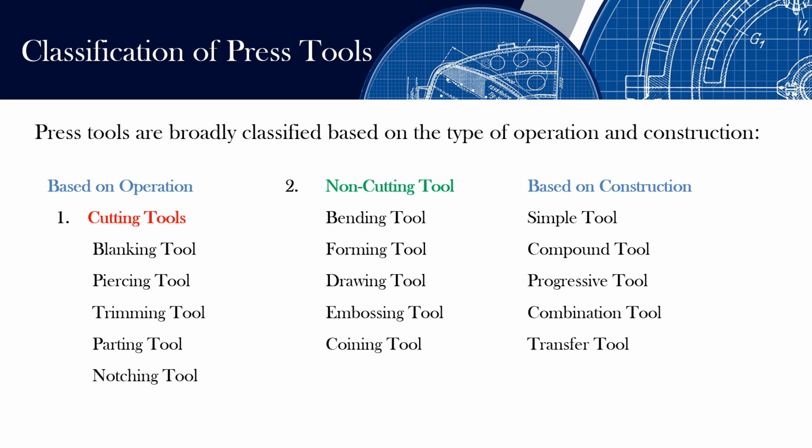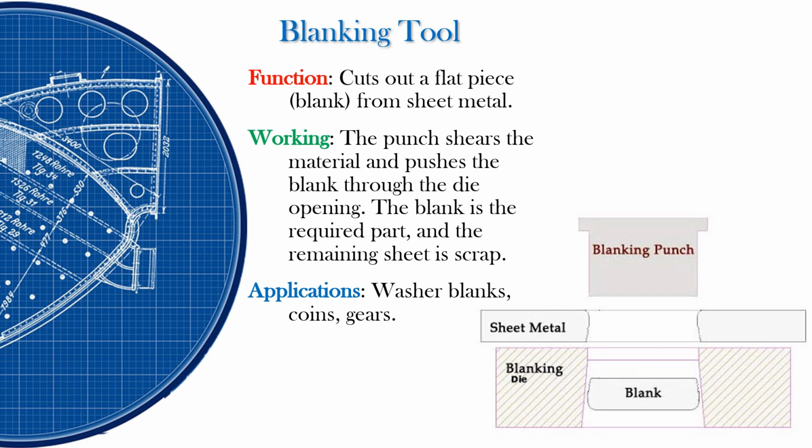Classification of press tools. Press tools are broadly classified based on the type of operation and construction. Based on operation: cutting tools, blanking tool, piercing tool, trimming tool, parting tool, notching tool; non-cutting tools, bending tool, forming tool, drawing tool, embossing tool, coining tool. Based on construction: simple tool, compound tool, progressive tool, combination tool, transfer tool. Description and working process of major press tools.